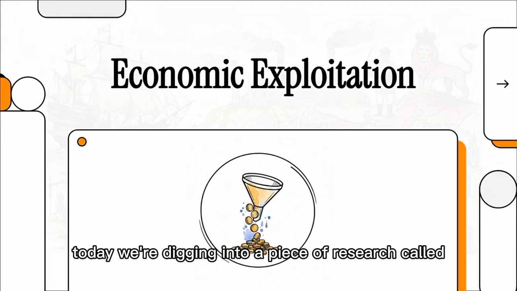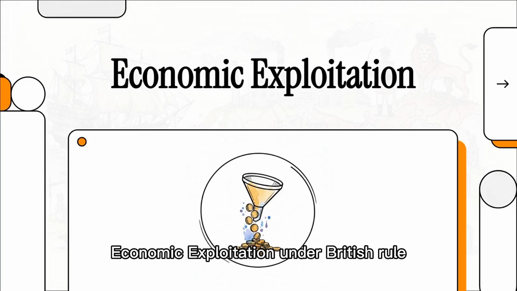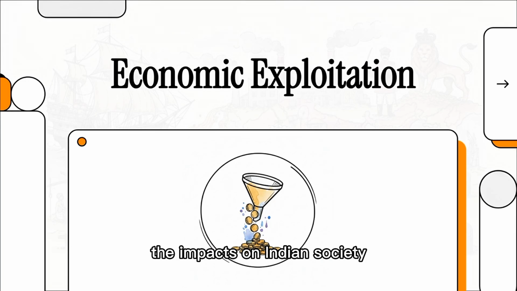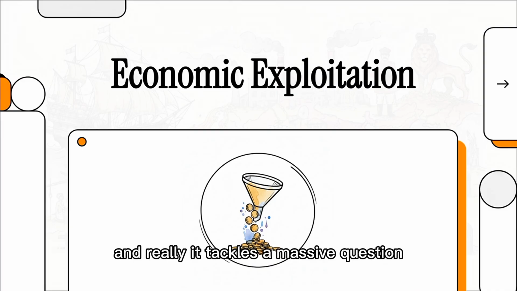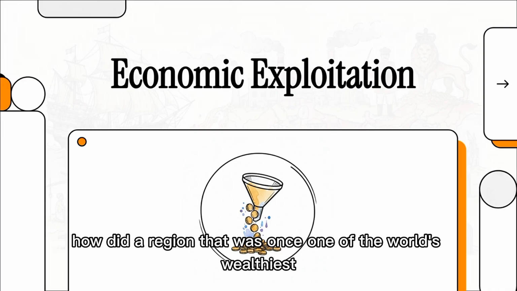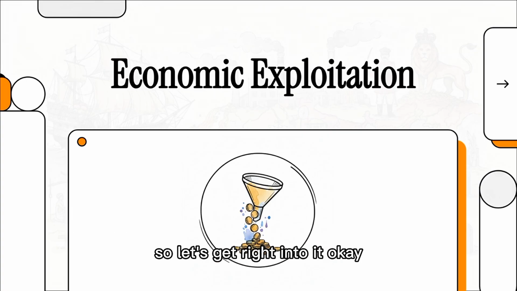Today, we're digging into a piece of research called Economic Exploitation Under British Rule, The Impacts on Indian Society. And really, it tackles a massive question. How did a region that was once one of the world's wealthiest become one of its poorest? So let's get right into it.